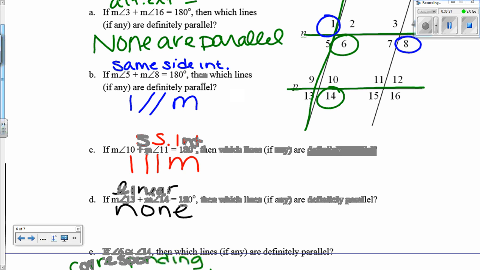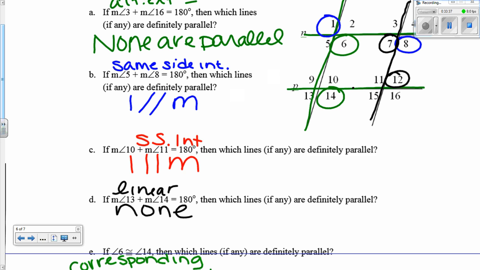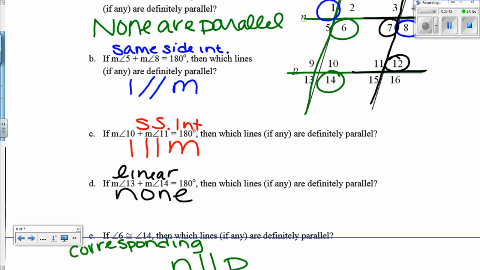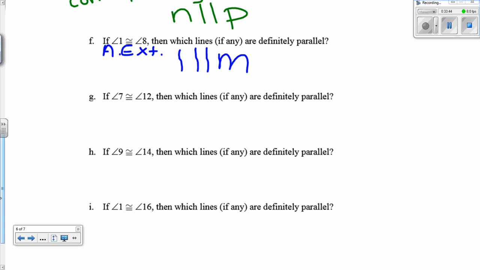Seven and 12. All right, well, 7 and 12, if I look at M as my transversal and N and P as my parallel lines, those are alternate interior angles. So since my alternate interior angles are congruent, my lines have to be parallel. So this tells me that N is parallel to P.